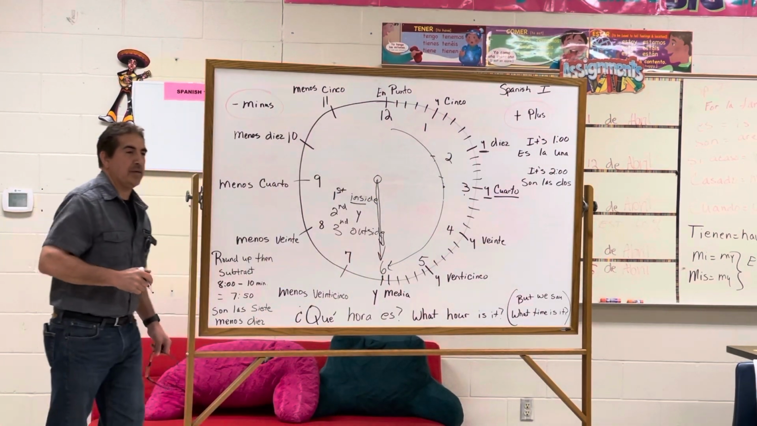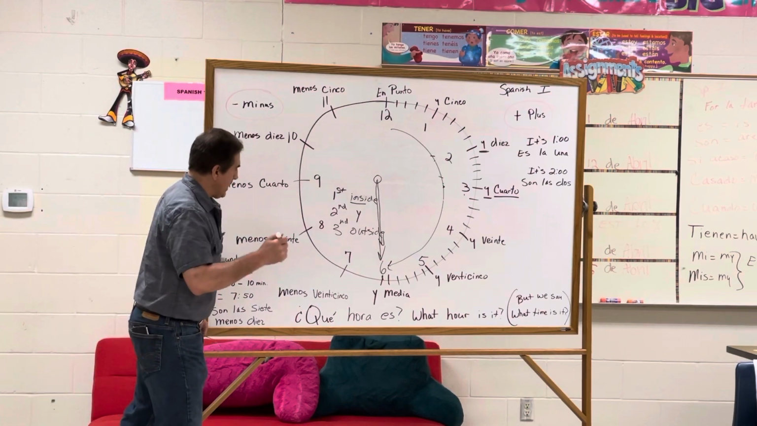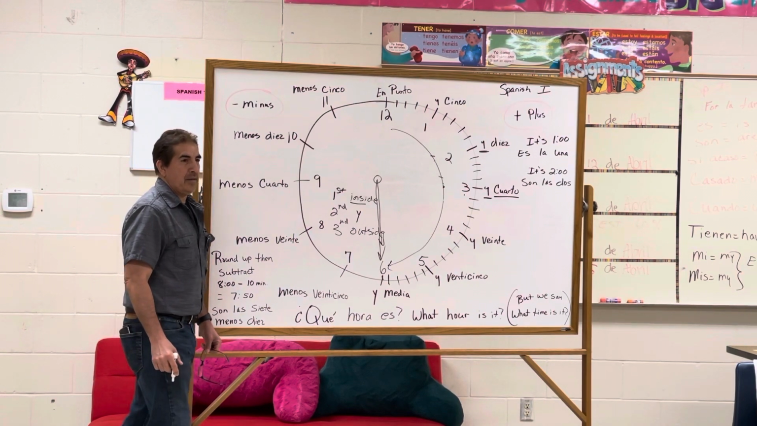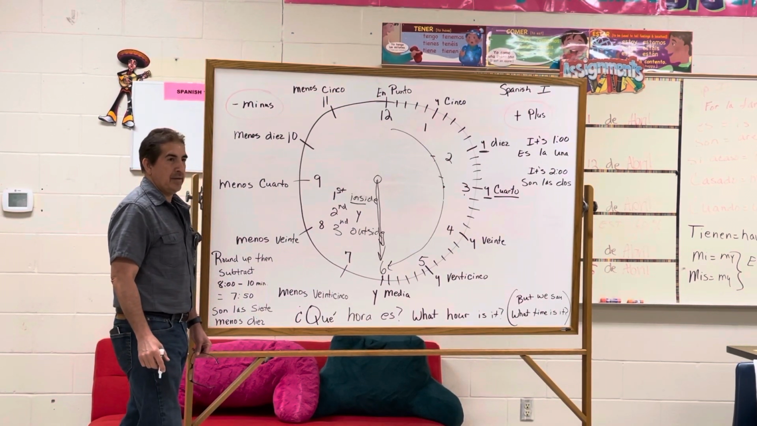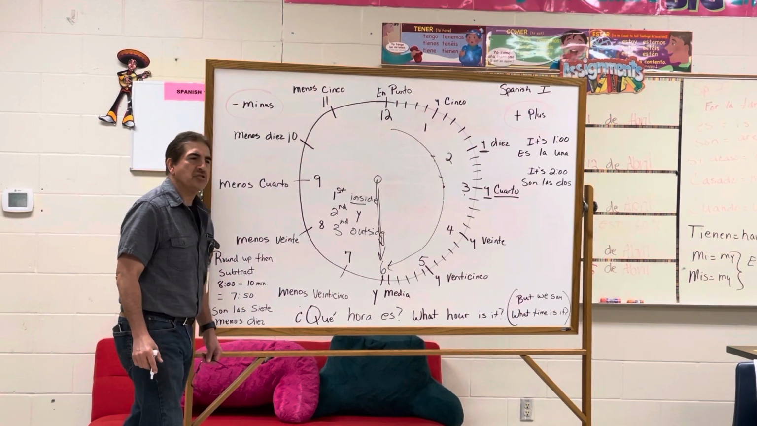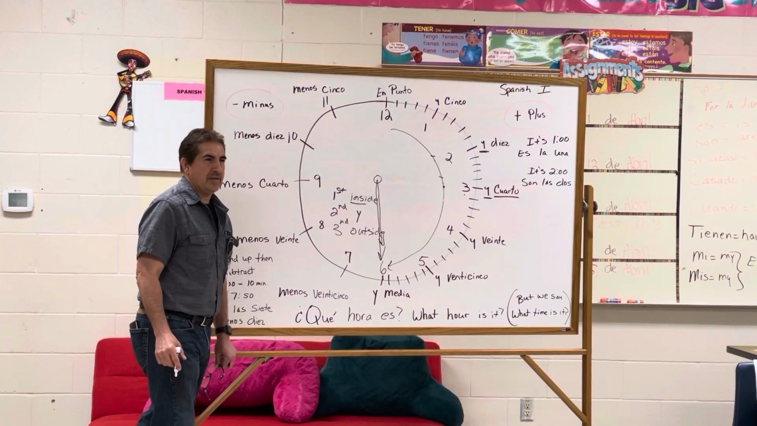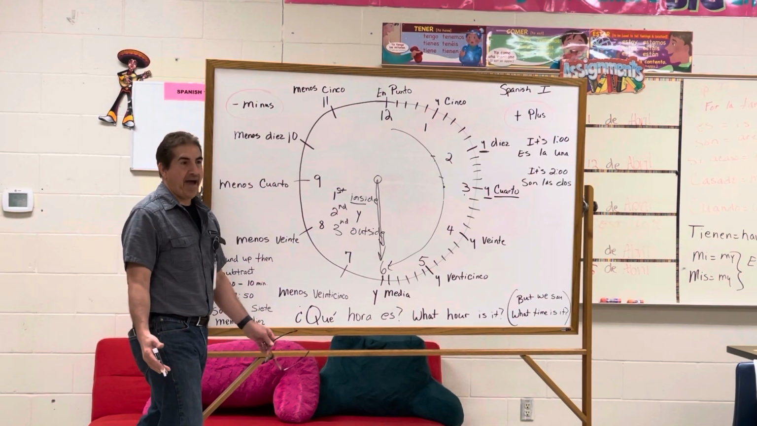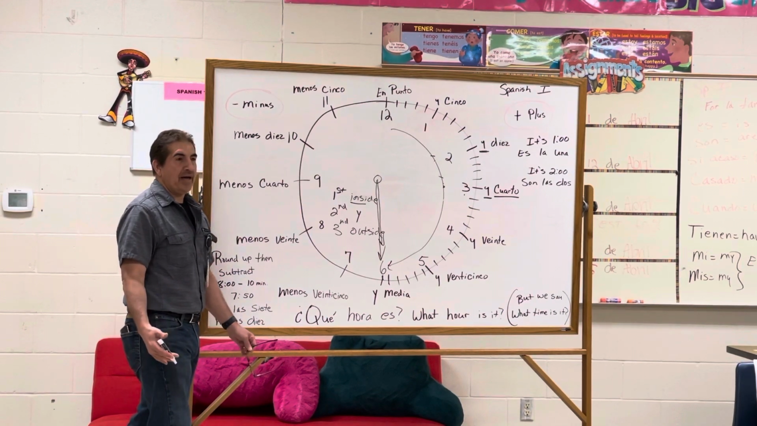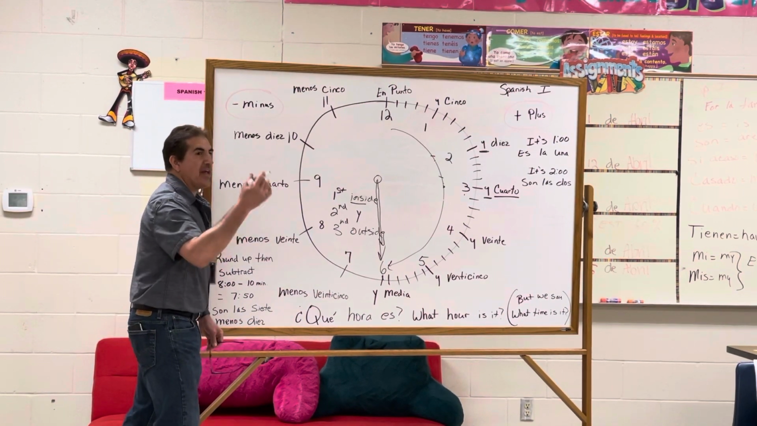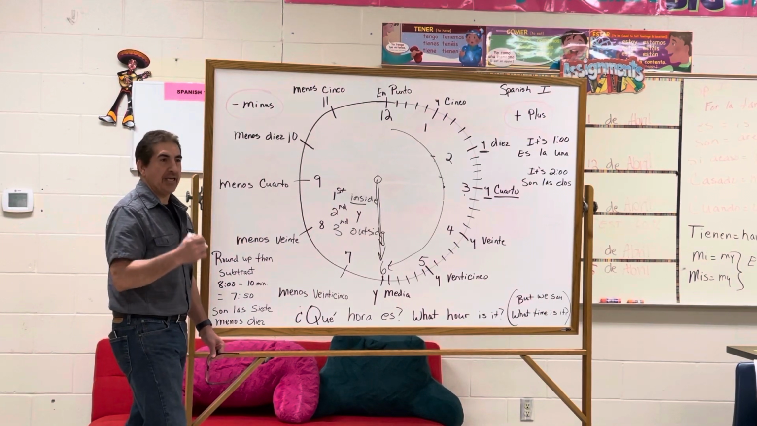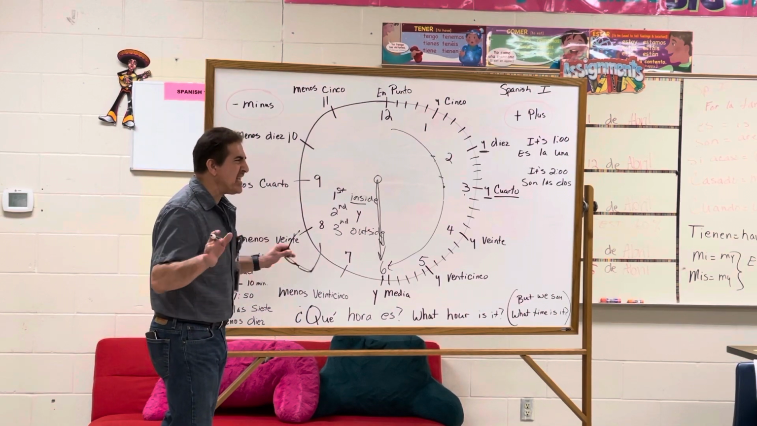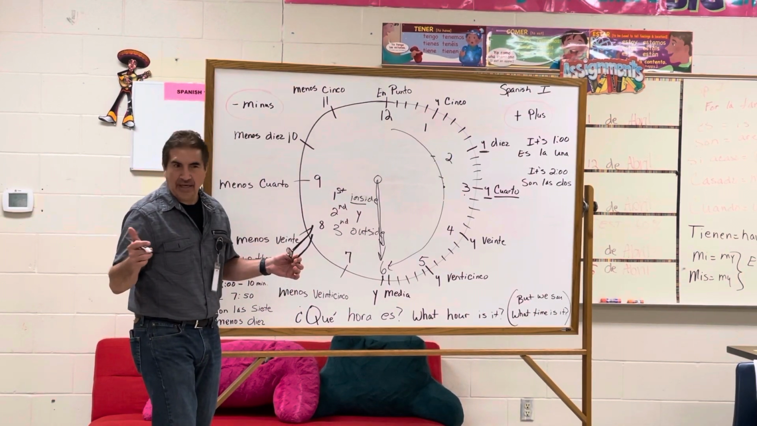Roberto Marquardt. ¿Qué hora es? Son las 6:30. What is that in English? It's 6:30, right? We say y media for the half, right? Y media, which means 6:30. See? Fácil.